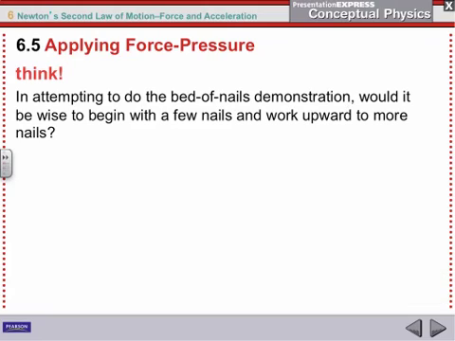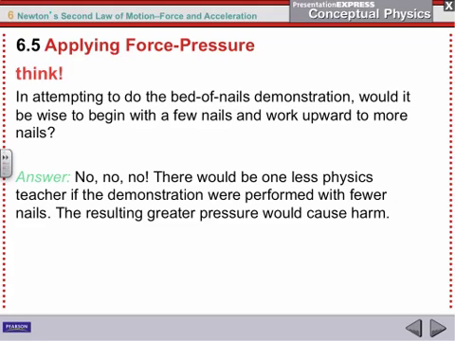All right, so in attempting to do the bed of nails demonstration, would it be wise to begin with a few nails and work upward to more? Absolutely not. There'd be one less physics teacher. I'm sorry, but no, there'd be one less physics student because the physics teacher is a little smarter than that.